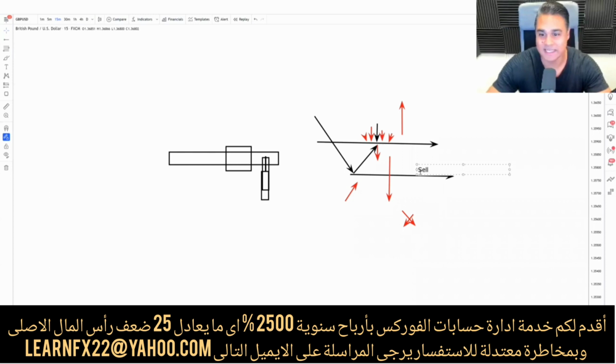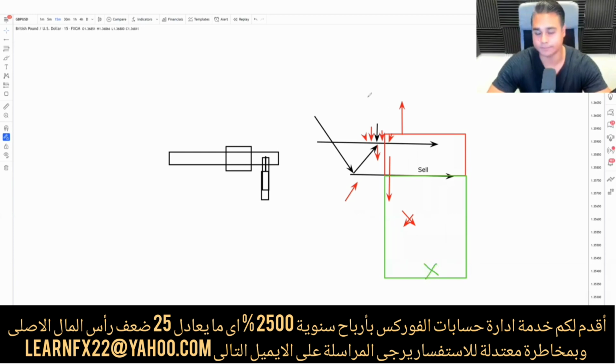Once the momentum kicks into the markets and starts breaking below the levels. And in a scenario like this, what you can do is place your stop loss above the key level, and then you can target to the downside in anticipation of a new lower low.